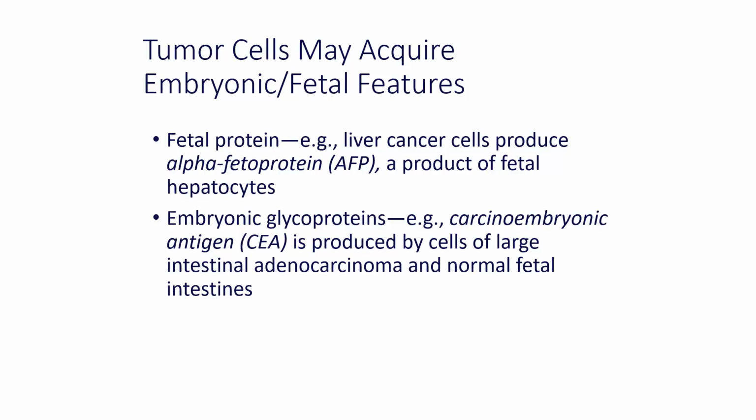Some tumor cells may acquire embryonic or fetal features because they're not differentiated, because they haven't matured up into adult cells, they're kind of still baby cells. Some of them then develop those embryonic or fetal features. So fetal protein, for example, liver cancer cells produce alpha fetoprotein, AFP, which is a product of fetal hepatocytes. Embryonic glycoproteins, for example, carcinoembryonic antigen, or CEA, is produced by cells of the large intestinal adenocarcinoma and normal fetal intestines.